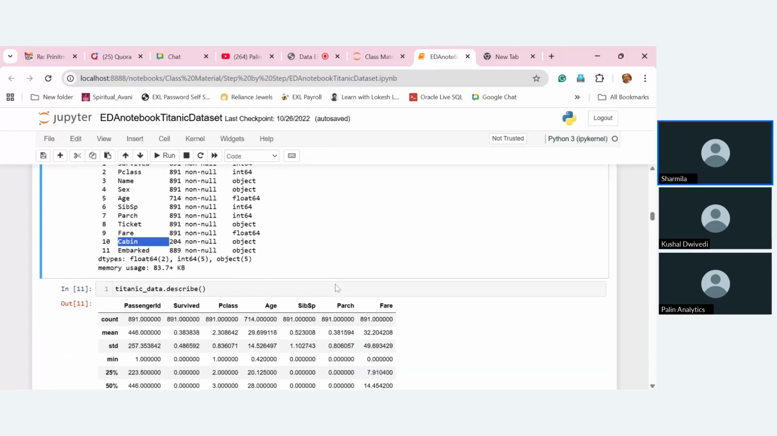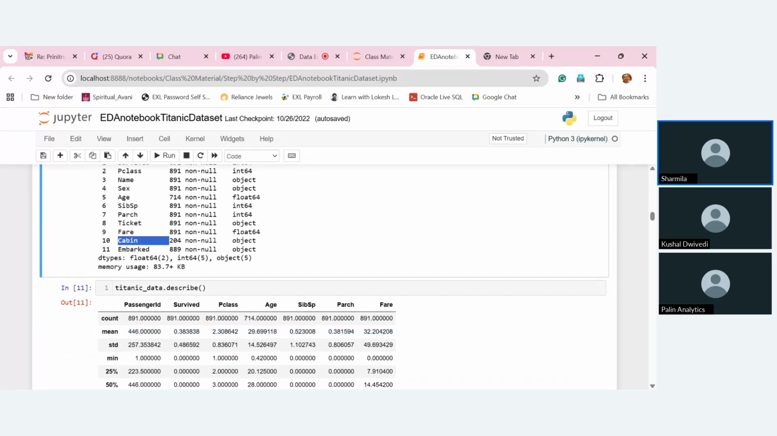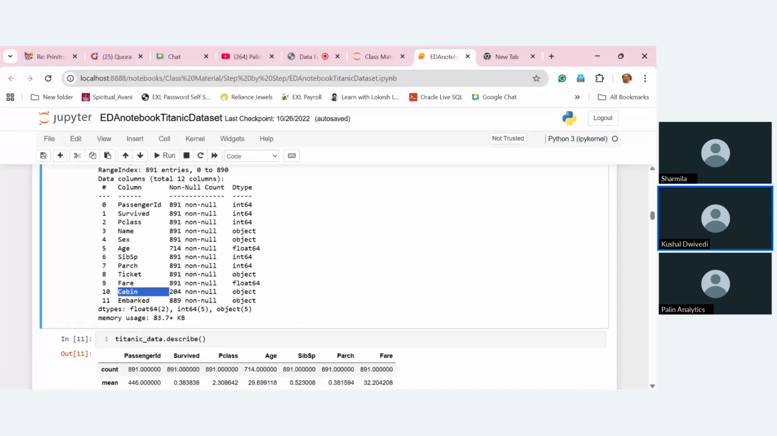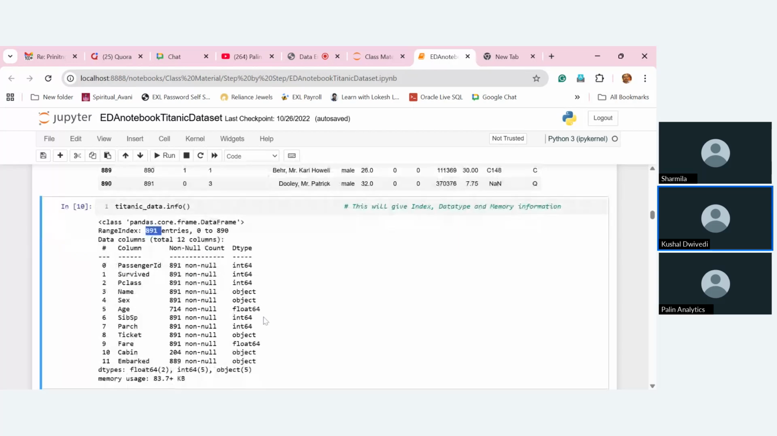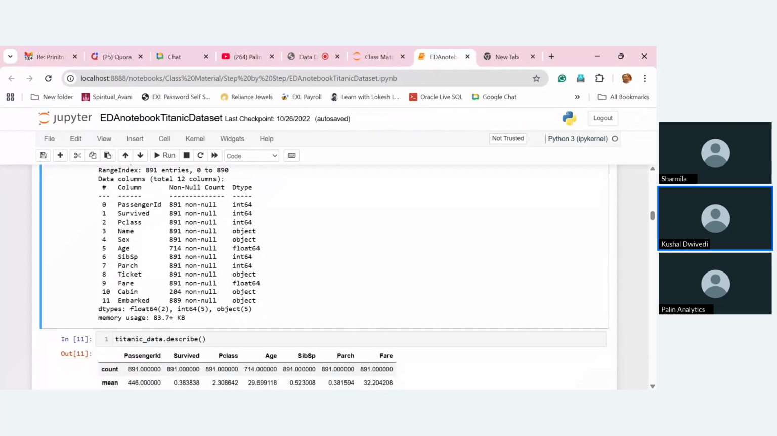How many cabins are missing? See, there were a total of 891 people, 891 records in our data. Out of that, non-null information is available over here. So the count is available. You can see it is 891, 891, 891. So these are the columns in which no values are missing.